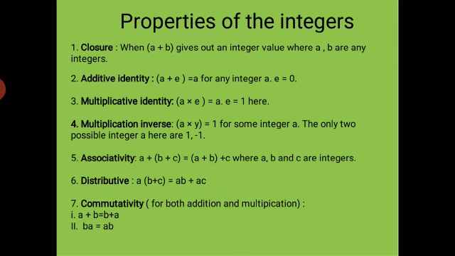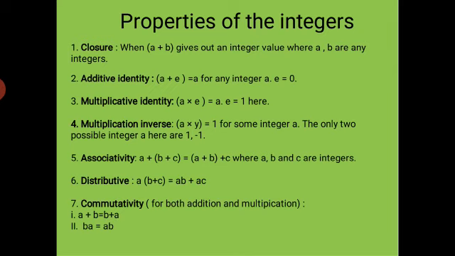Multiplicative inverse. a times y equals 1 for some integer a. The only two integers a for which this works are 1 and negative 1. So if you have an integer and you are able to find another integer which when multiplied by the first integer gives you 1, then we say that the second integer is the multiplicative inverse of the first one. So over here we have an integer a, and we have been able to find another integer y, and both of them multiplied give us 1. It means that y is the multiplicative inverse of the number a here.